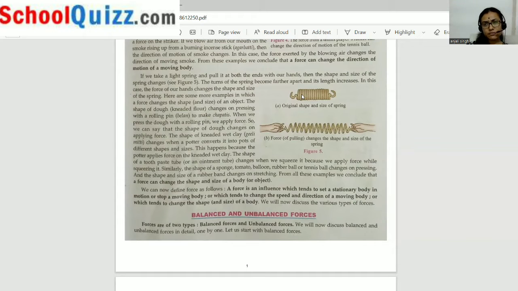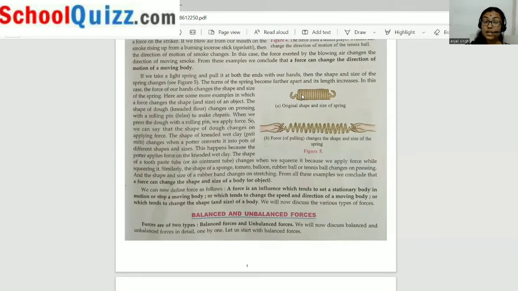But when you apply the force, this is always a pulling force from the end of this object. So it changes the shape and the size of the spring. Clear? It always changes the shape and the size of the spring. So it means force can change the shape and size of the object. I explained you, but here examples are given, basic example or daily life example.